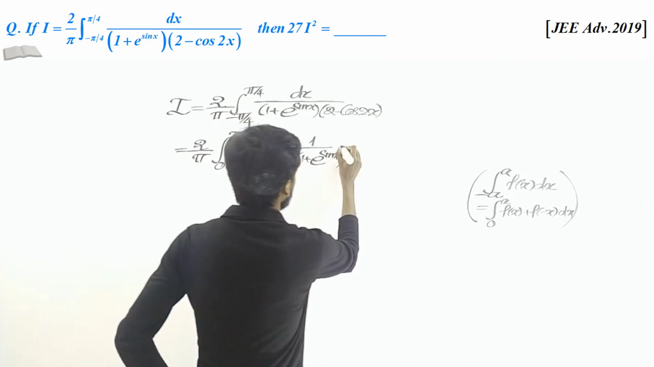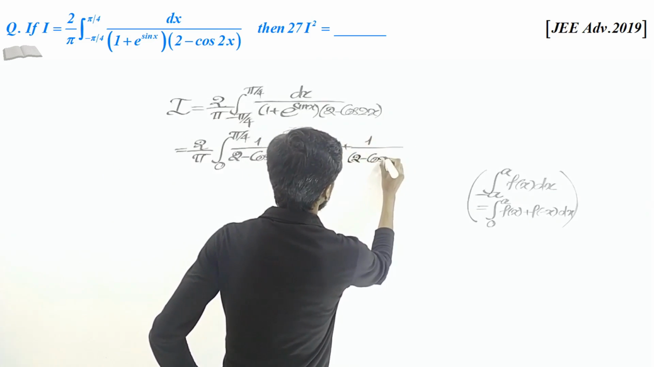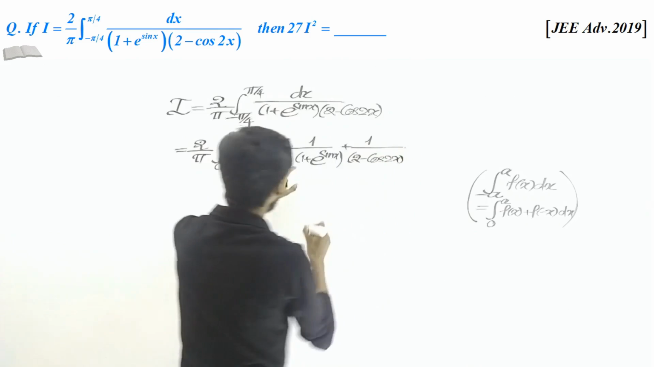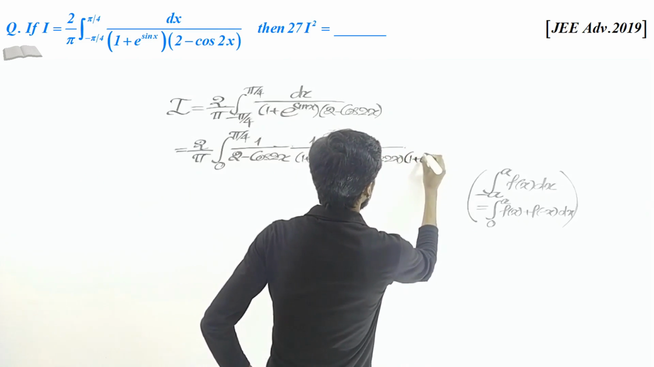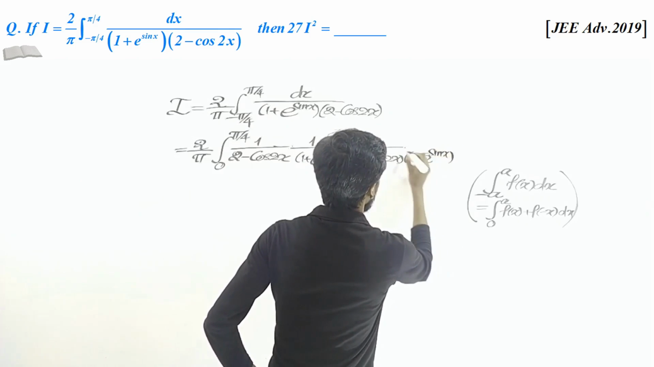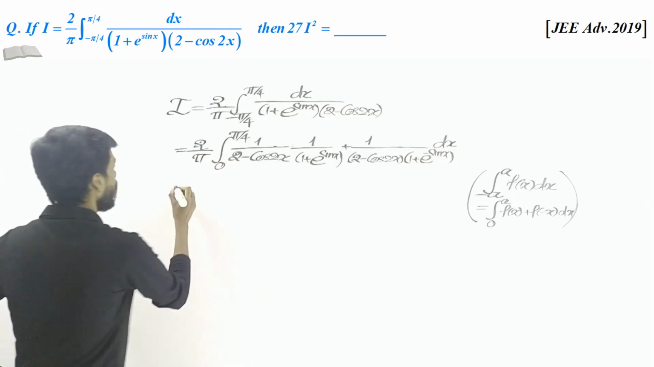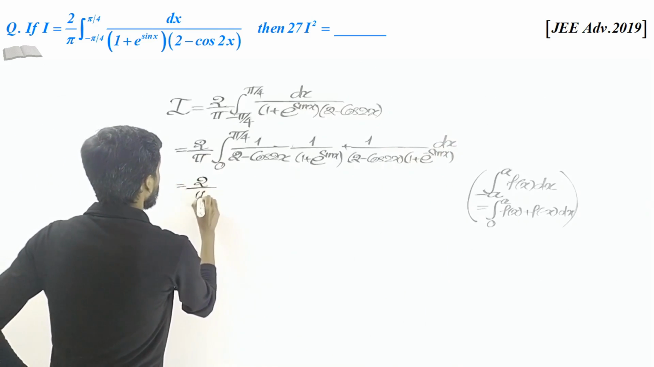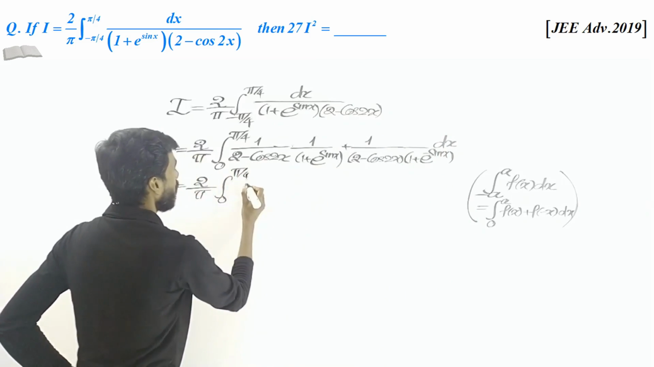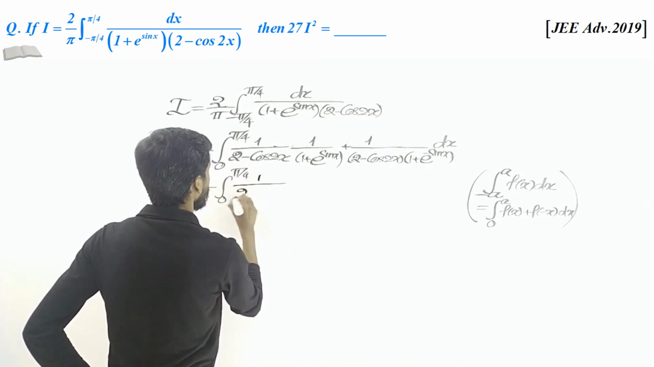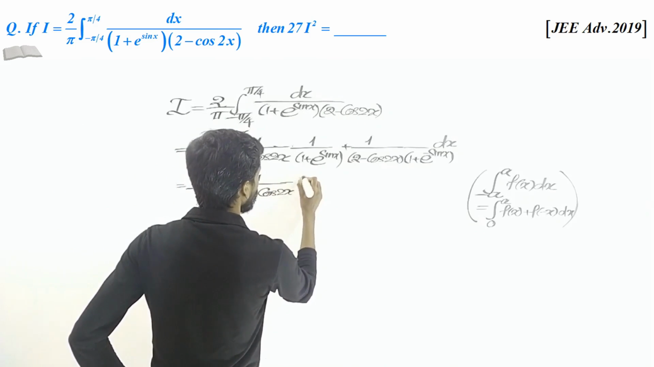Now f of minus x. So what is f of minus x? This function will remain the same, 2 minus cos 2x, and this becomes 1 plus e to the power minus sin x. So this is f of x plus f of minus x. Let's simplify this. You can take out the common factor, right? So pi by 4, and this 2 minus cos 2x is the same here, so 1 by 2 minus cos 2x. Then we can add these two.